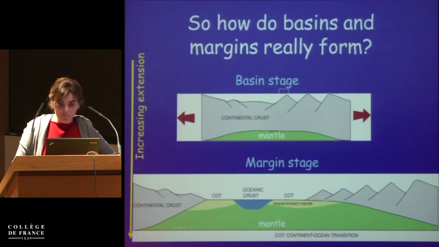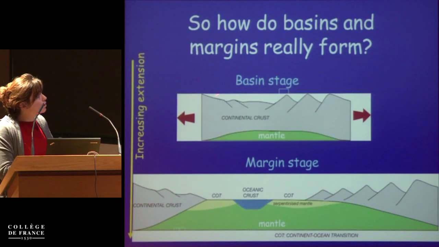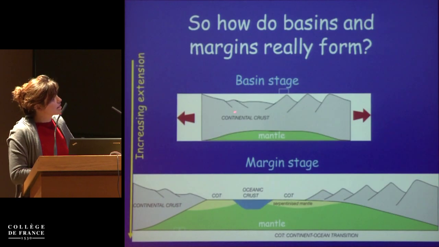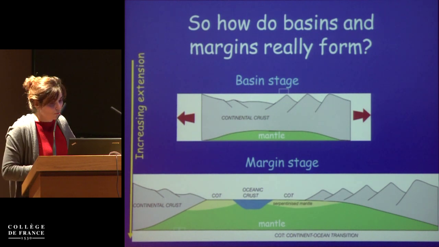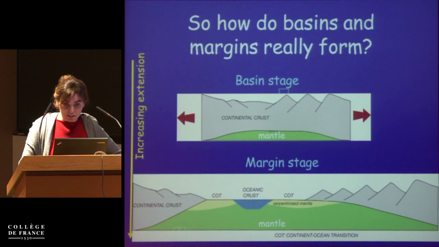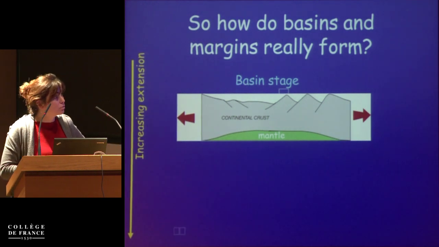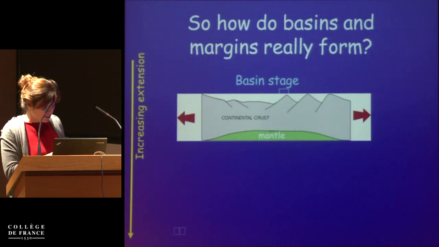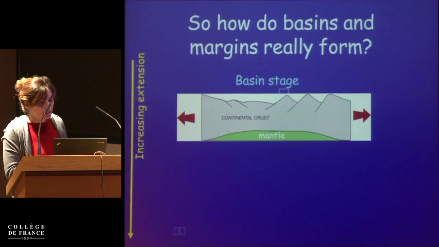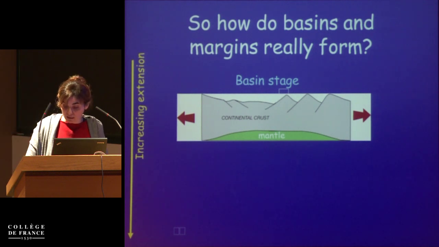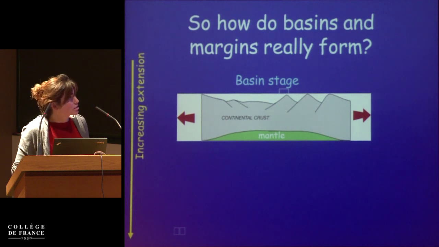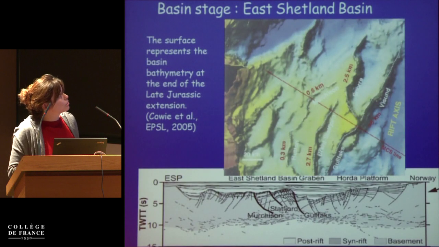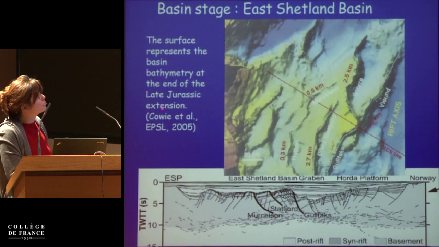So, how do we go from this basin stage where there is no preferred orientation of faulting to a margin stage? To understand the basin stage, we have looked at studies at very little extended basins, because in Iberia and Newfoundland, we only see the last phases of breakup. And in particular, we have looked at the East Shetland Basin.